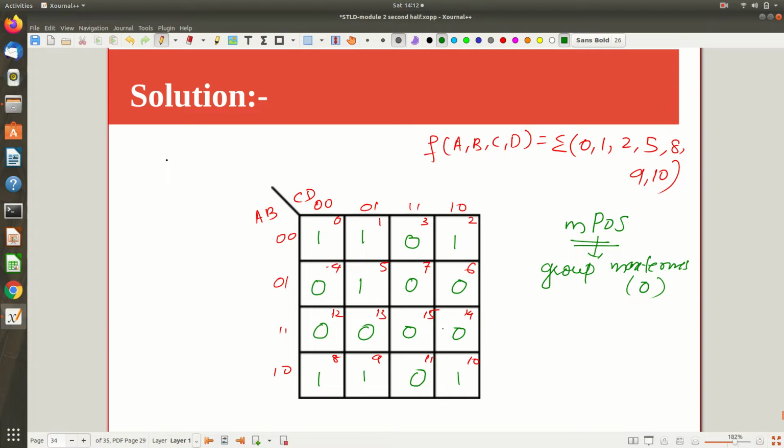Okay, so now just ignore the ones. Anyway, I am writing it here. From the exam point of view, you just focus on the zeros. If you are confused, don't write the ones. Okay, that is my request. Now focus on the zeros and try to get the largest grouping out of the zeros. Okay, let me just verify. 0 is there, 1 is there, then 2 is there, 5 is there, 8 is there, 9 is there, 10 is there.